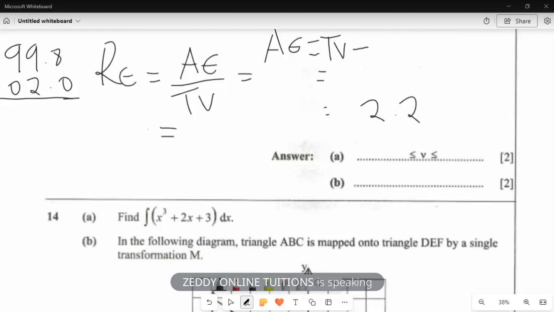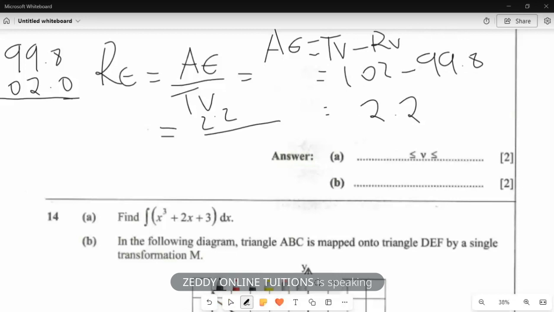TV minus RV. 102 minus 99.8. Right. So, have you understood that correction? Yes, so it's the true value minus the recorded value, not vice versa, okay? So now, on this one, the absolute error is 2.2, right?